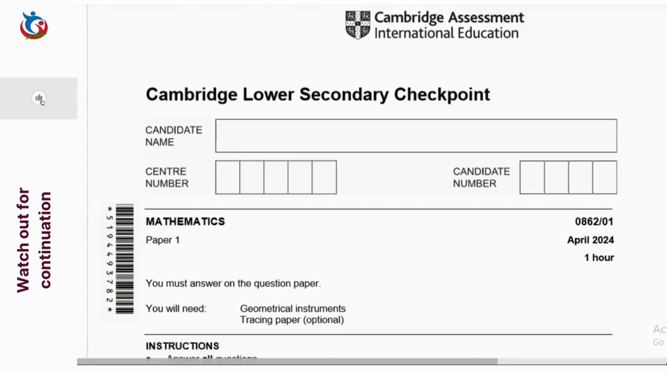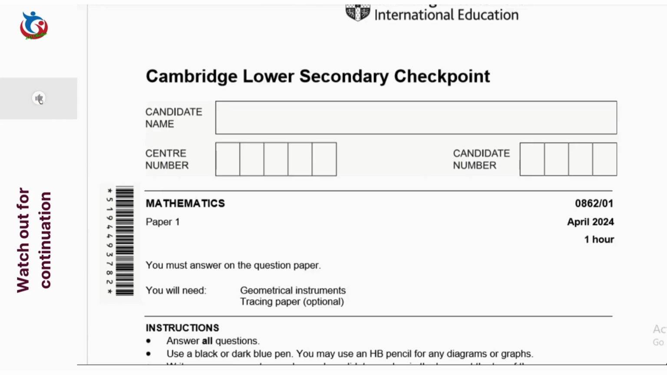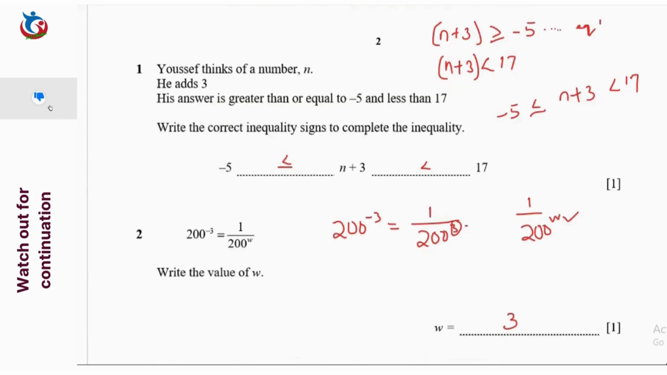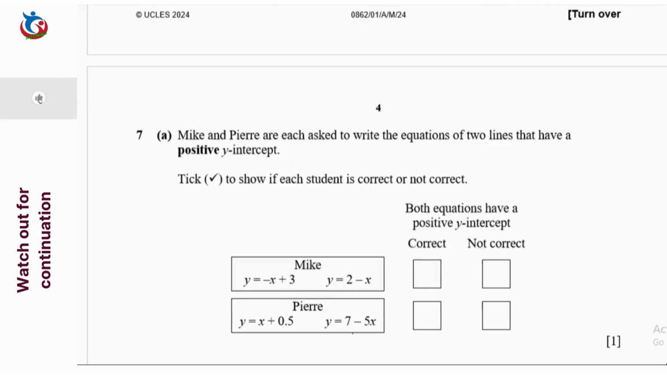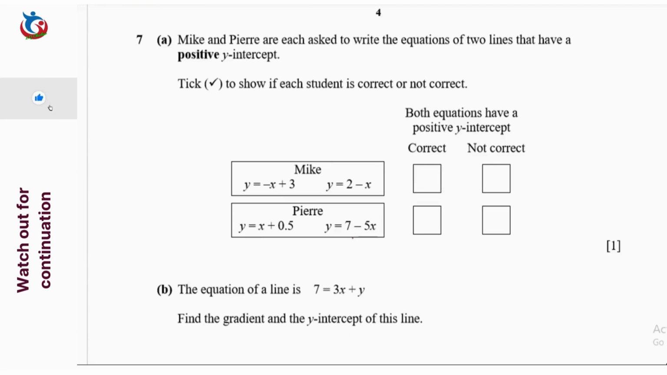Cambridge Lower Secondary Checkpoint Mathematics Paper 1 for April 2024. In the previous video, we were able to cover from question 1 all through to question 6. In this video, we're going to continue with question 7.